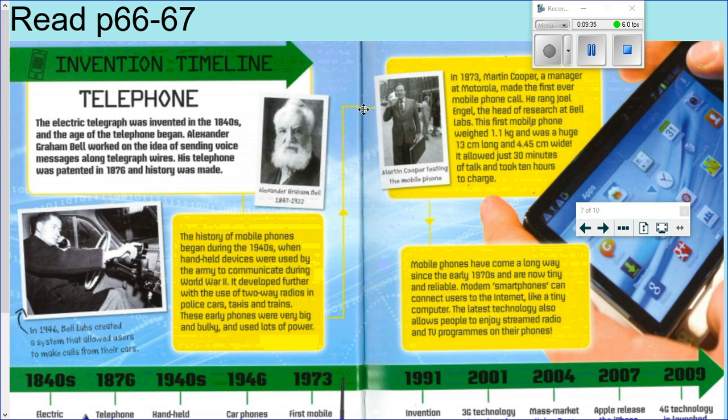So up we go. In 1973, Martin Cooper, a manager of Motorola, made the first ever mobile phone call. He rang Joel Engel, the head of research at Bell Labs. This first mobile phone weighed 1.1 kilograms and was a huge 13 centimeters long and 4.45 centimeters wide. It allowed just 30 minutes, that's half an hour of talk, and it took 10 hours to charge. Mobile phones have come a long way since the early 1970s and are now tiny and reliable.